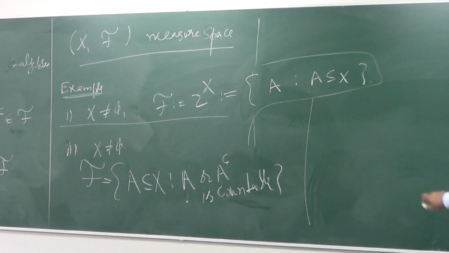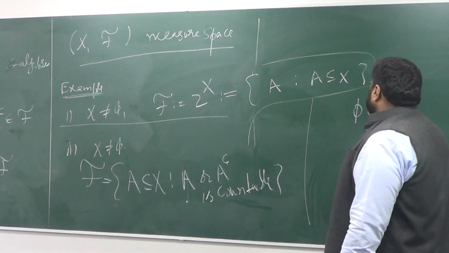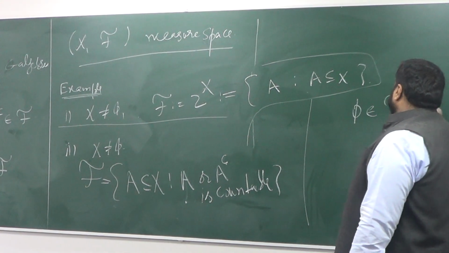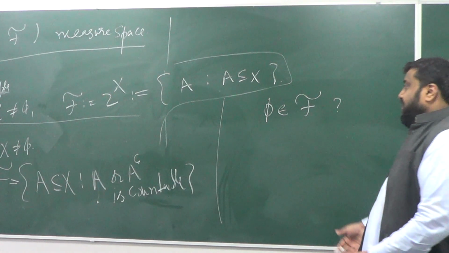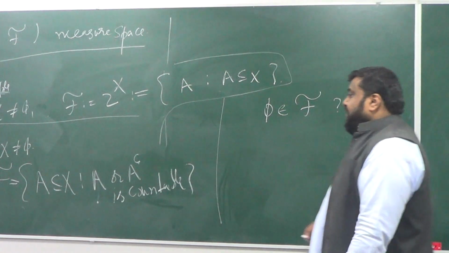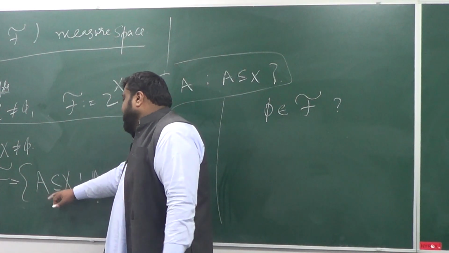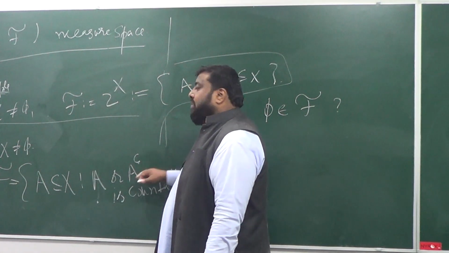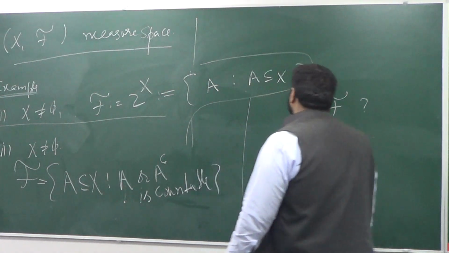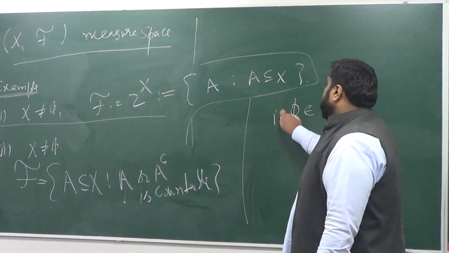Let's think about it. Why must the empty set be in F? Because it's a subset of X. Yes, sir. That's fine, and it's trivially countable, since there isn't anything in it. So in F, those sets are going to be there which are countable, or whose complements are countable. Okay, so this is the first thing.